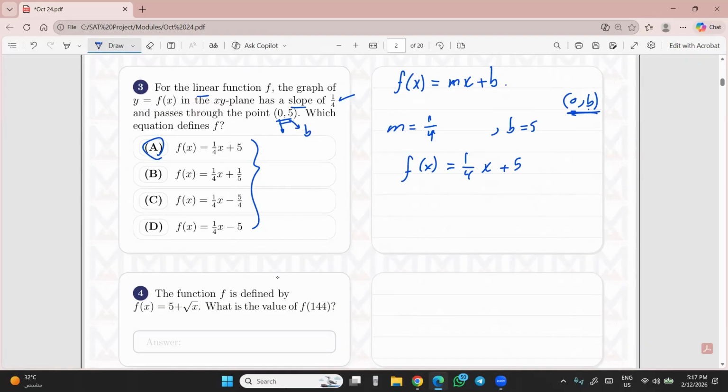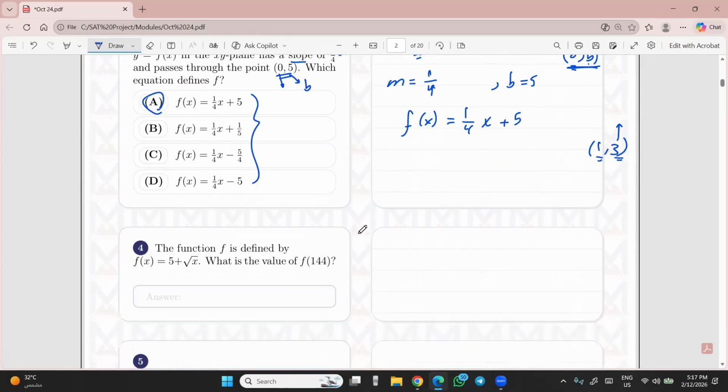What happens if this point is not a 0 and a number? If it's, for example, 1 and 3, here 1, not 0, so we cannot consider this as b. But in that case, we have to replace this x here by 1 and this f of x by 3 and get the value of b, which differentiates A, B, C, and D. And that's something else we can study later in some other questions.